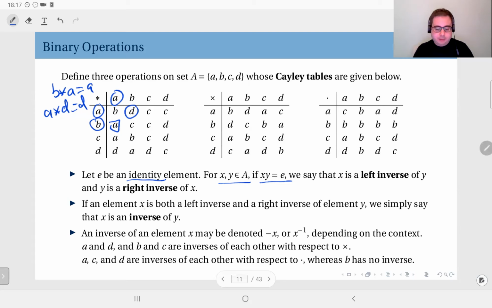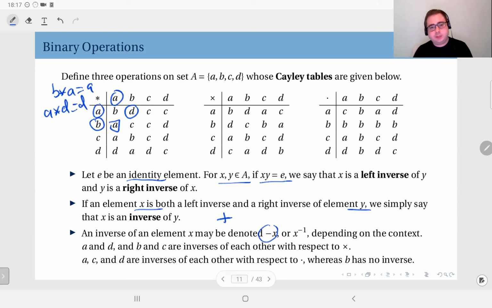But of course, if an element X is both a left inverse and a right inverse of element Y, again, we simply say that it's an inverse of Y, just inverse. The notation of inverses depends on the context. If you denote your operation as an addition, for instance, it doesn't have to be an addition, but you are using this sign, then in that case, we usually use this notation to denote the inverse.